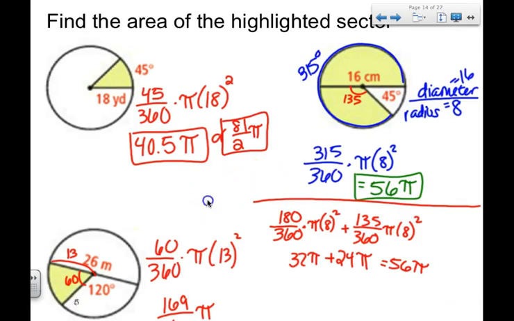This one on the top left, it was pretty straightforward. All you did was 45 over 360 times pi r squared, plugged it in, and you got 40.5 pi, or you could have said 81 over 2 pi.